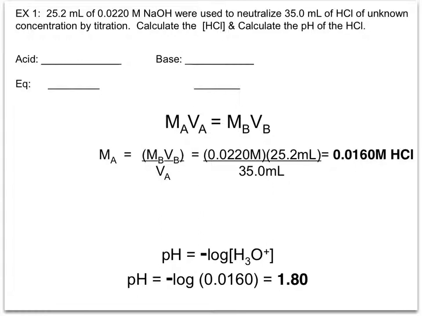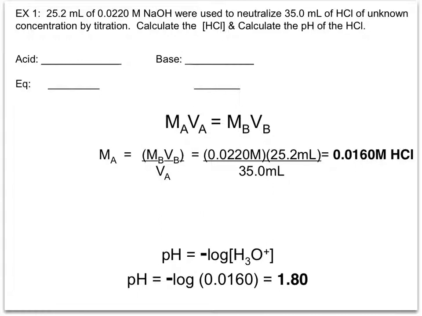In this example problem, we're given some information about the acid and the base, and we're left to solve for one component of it. It says 25.2 milliliters of 0.0220 molar sodium hydroxide were used to neutralize 35.0 milliliters of hydrochloric acid of unknown concentration by titration. Calculate the concentration of the hydrochloric acid and calculate the pH of the hydrochloric acid.